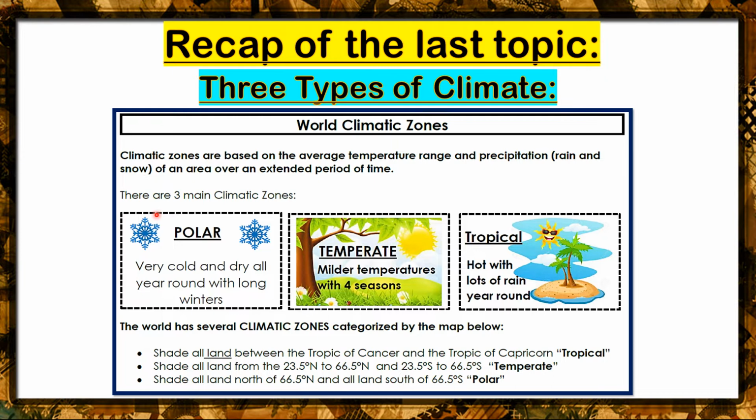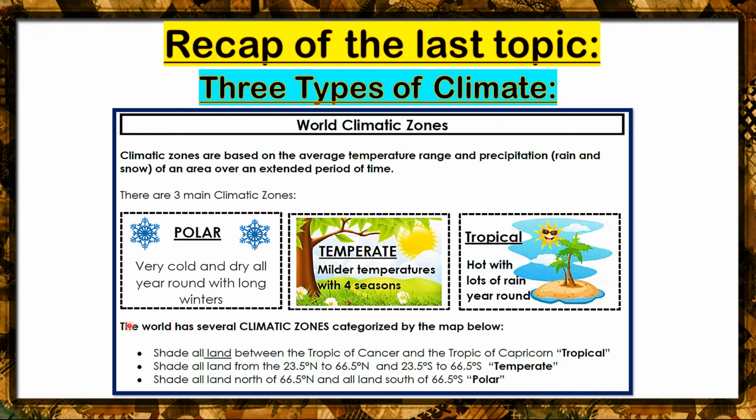In polar region or polar climate, we have very cold and dry all year round with long winters. In temperate climate, milder temperatures with four seasons, which are autumn, spring, summer, and winter. We also have tropical, which is the last one, hot with lots of rain year round.